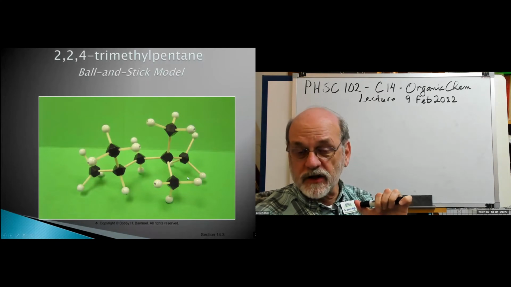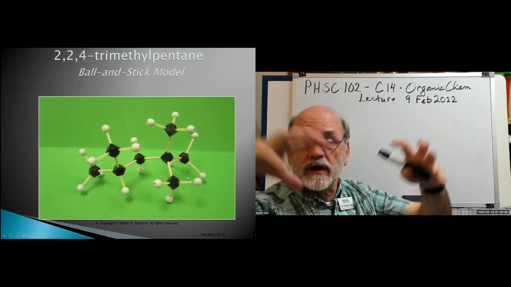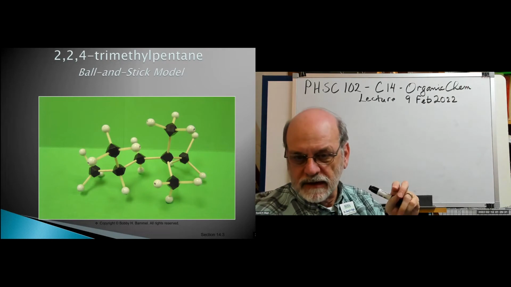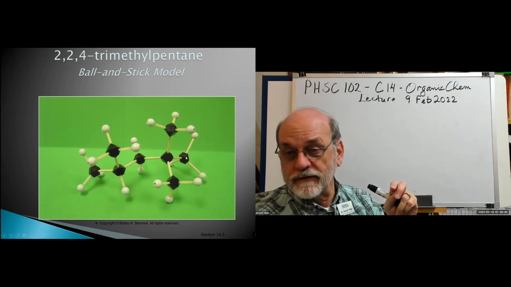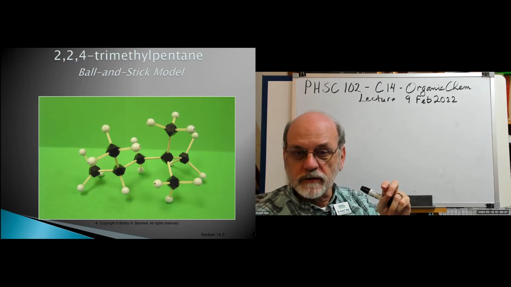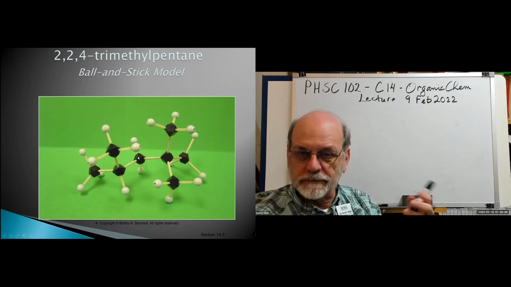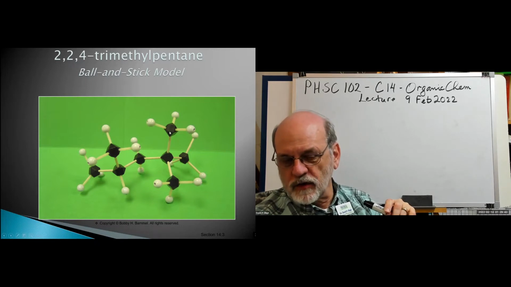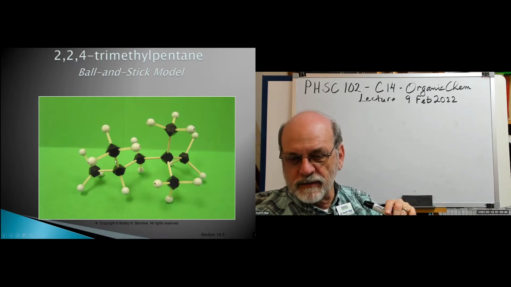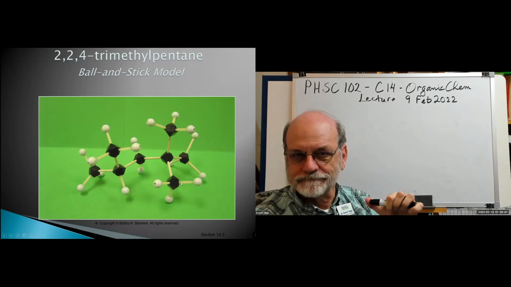And this is what that molecule would actually look like if we could blow it up big enough to see it, right? Here's your 1, 2, 3, 4, 5, your root structure, pentane, the backbone we call it. The backbone is 5 carbons, and then here's 2 methyl groups, and here's the other methyl group on the 4 carbon.